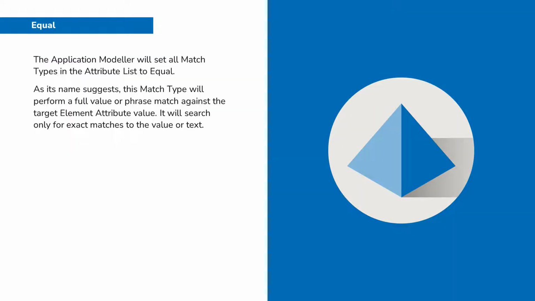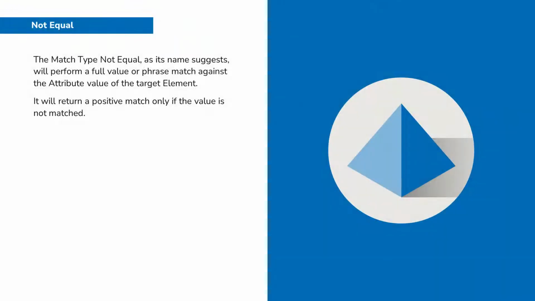The application modeler will set all match types in the attribute list to equal. As its name suggests, this match type will perform a full value or phrase match against the target element attribute value. It will search only for exact matches to the value or text. The match type not equal, as its name suggests, will perform a full value or phrase match against the attribute value of the target element. It will return a positive match only if the value is not matched.